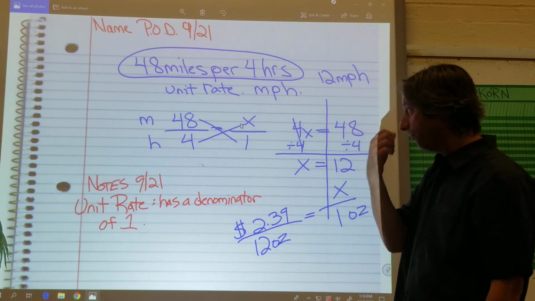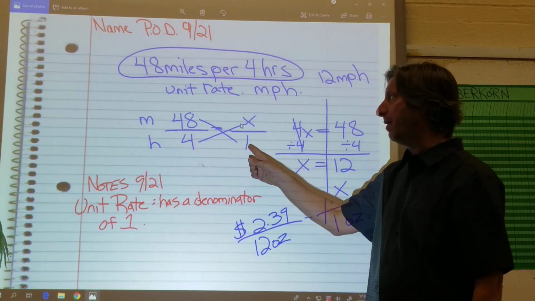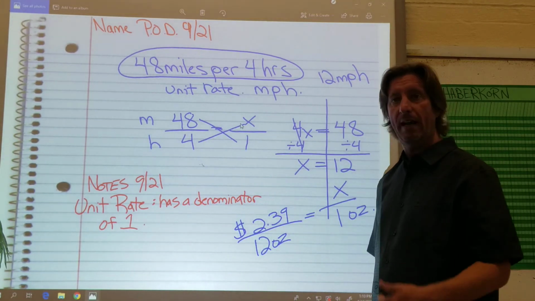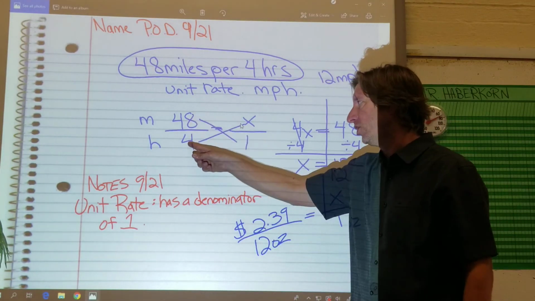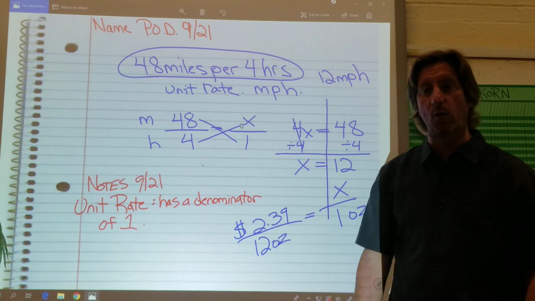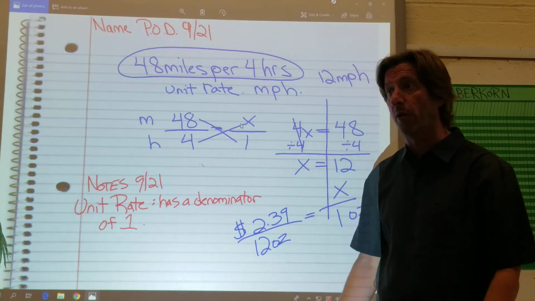So for unit rate, you're always going to want to put a 1 on the bottom after you make your first fraction. You're going to have 5 problems today. Your goal is to make your fraction, and then put a 1 on the bottom of the second one for every single unit rate problem.